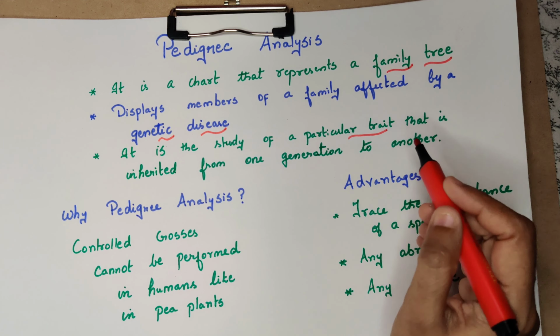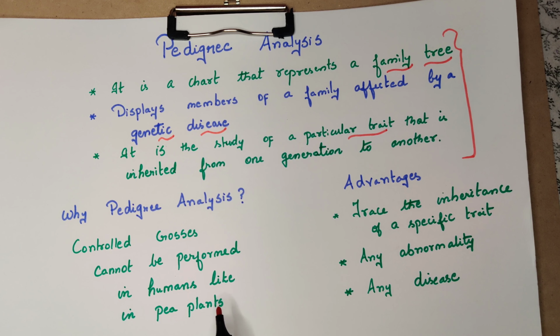Now, why do we have to have a pedigree analysis? Why should we do this? Because controlled crosses cannot be performed in humans like in pea plants. We all know how Mendel performed his experiments, the experiments that brought out the 3 major laws of inheritance. But the same cannot be applied in humans because we cannot perform controlled crosses. Point number 1 is that the lifespan is too long in humans. You cannot do such crosses, and controlled crosses are not possible.